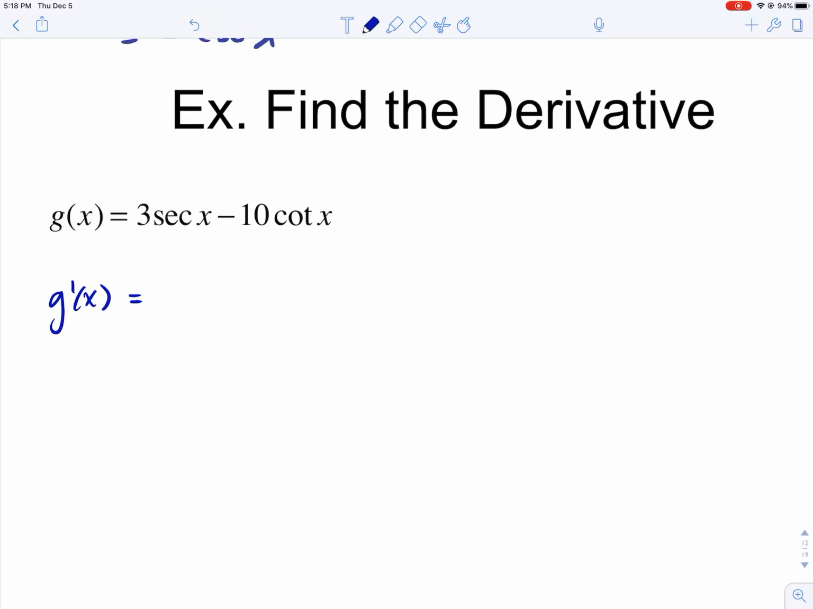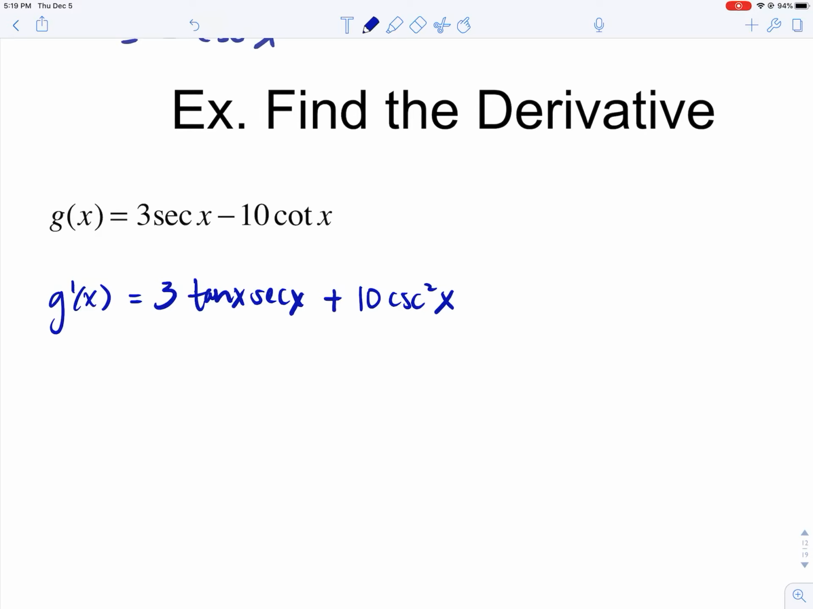okay, we have a difference of 2 functions. We can just find the derivative of each piece. So we have 3 times secant of x. You know that the derivative of secant of x is tangent of x times secant of x. So that's going to be 3 times tangent of x times secant of x. And then the derivative of cotangent, you know, is negative cosecant squared of x. So I can actually make that plus 10 times cosecant squared.